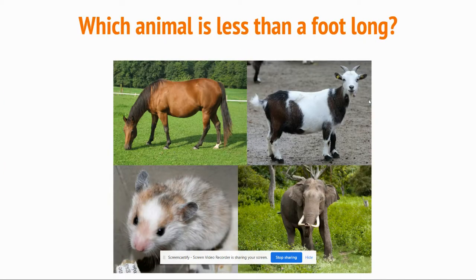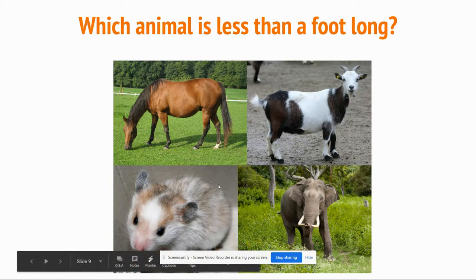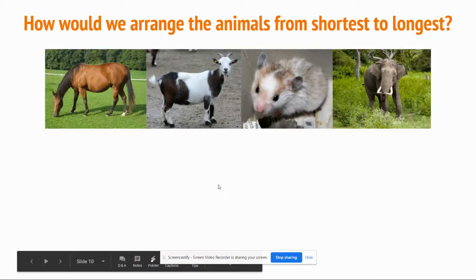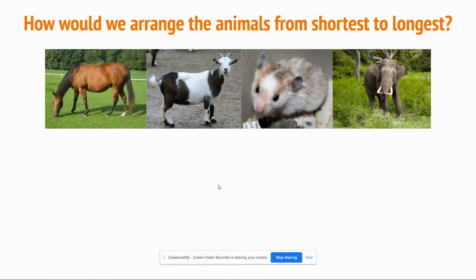Now, this is kind of fun. Which of these animals is less than a foot long? Less than a foot. So, we used a piece of paper. Obviously, the elephant and the horse are going to be too big. So, less than a foot is going to be this little hamster, gerbil, mouse, whatever it is. And then if we want to go from shortest to longest, we start with our little mouse here for shortest. What do you think is going to be longest next?